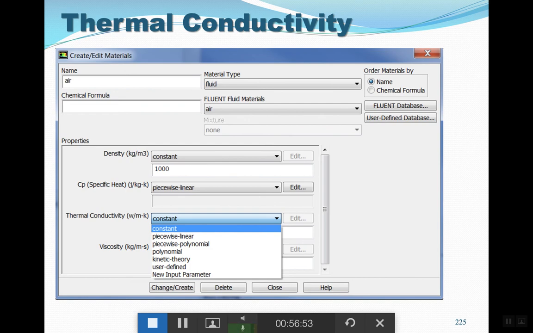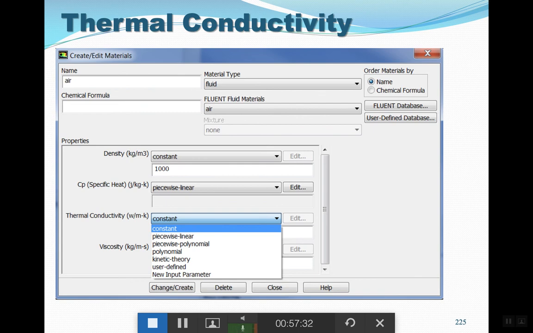The models, the functions, are similar to the others that we have already discussed. It could be piecewise linear. It could be piecewise polynomial. It could be even more models here. You see the kinetic theory, user-defined function also. One thing you might see in all of these drop-downs is user-defined functions. Basically, that's the capability, and we will discuss this in our last session when we talk about user-defined functions.